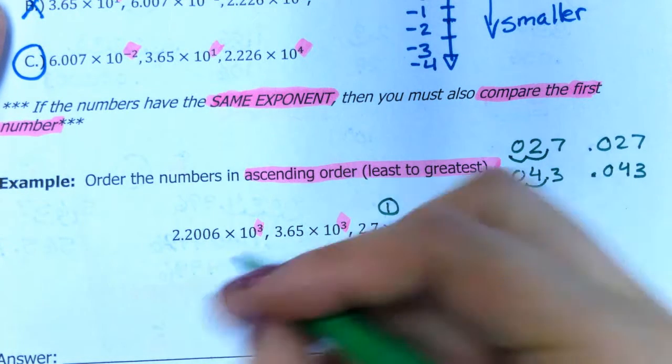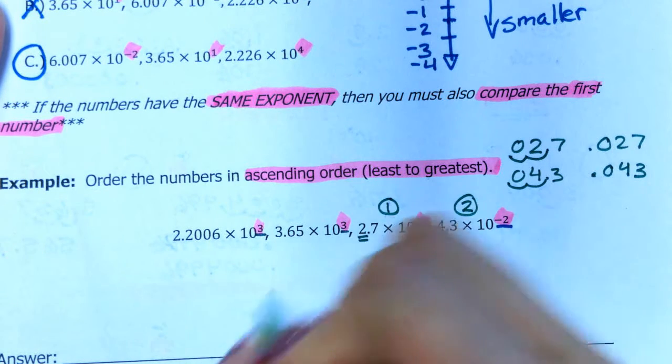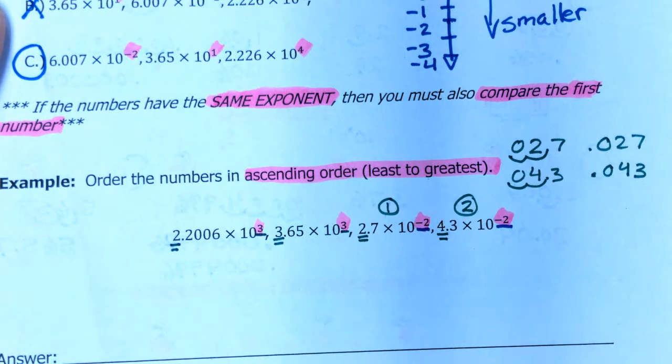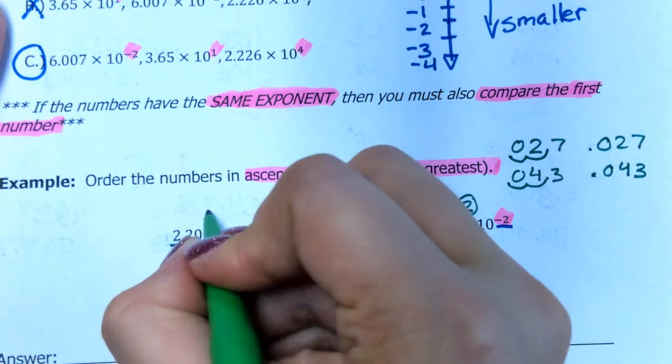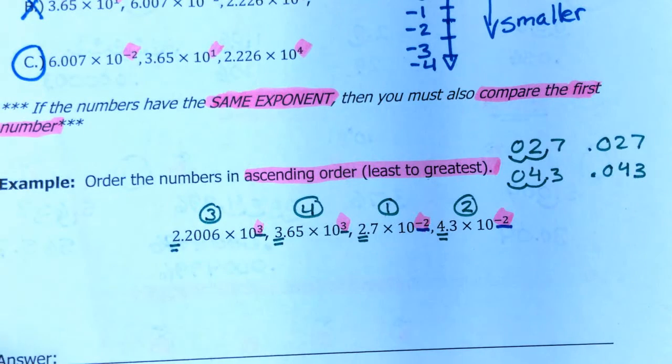Now let's look back at these. So these both have an exponent of 3. So I have to compare that first number again. A 2 or a 3. Well, I know 2 is smaller than 3, so this must be number 3, leaving that to be number 4.